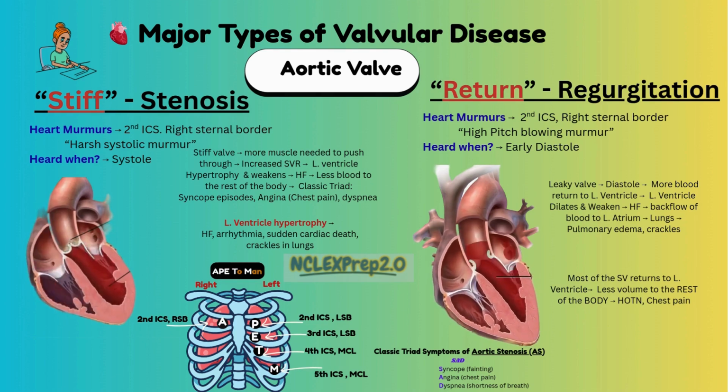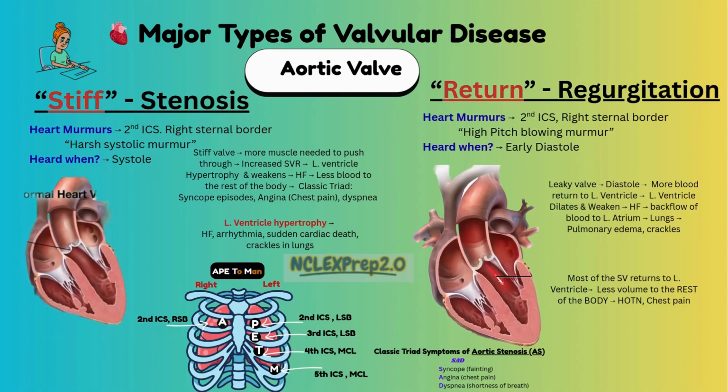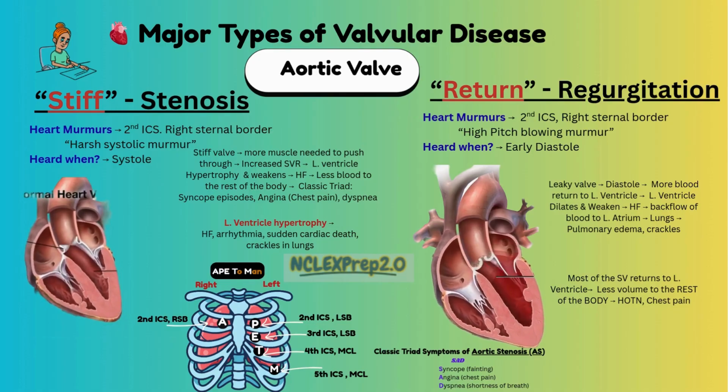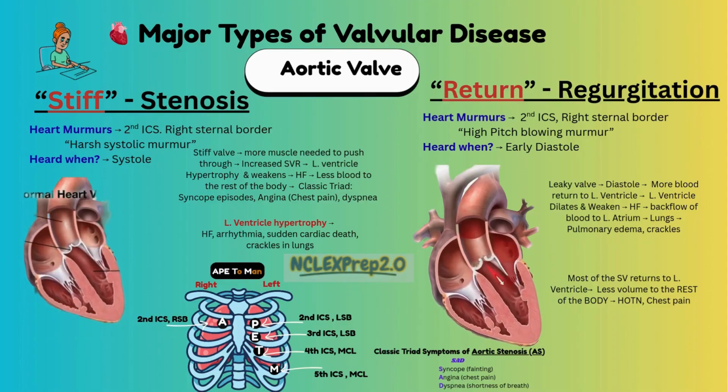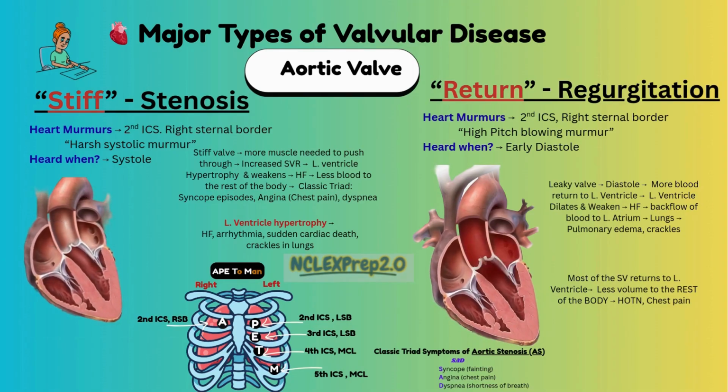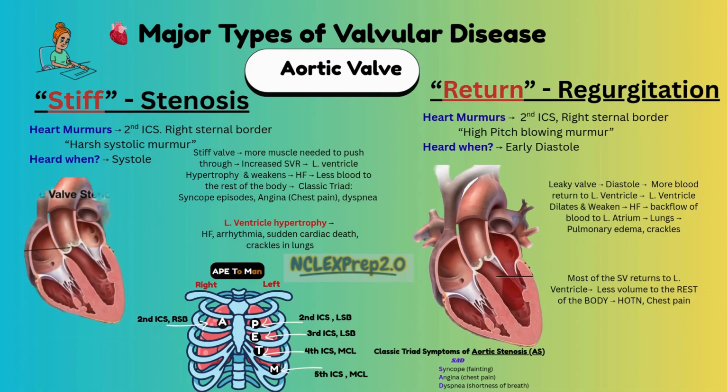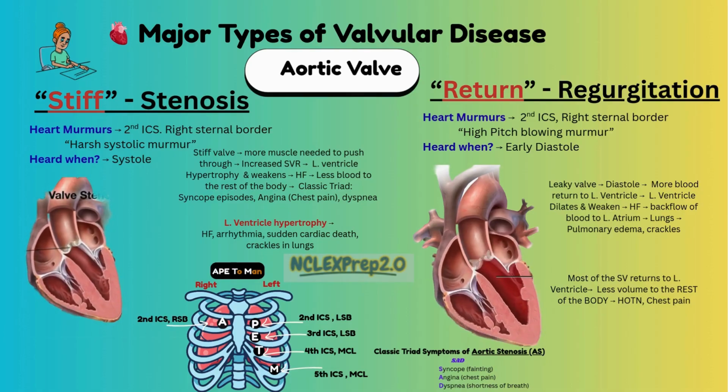Aortic stenosis has a classic triad. That means it has 3 symptoms that the patient will present with. I use the mnemonic SAD. So aortic stenosis is SAD. S for syncopal episodes. They will have fainting spells due to less blood flow to the brain.